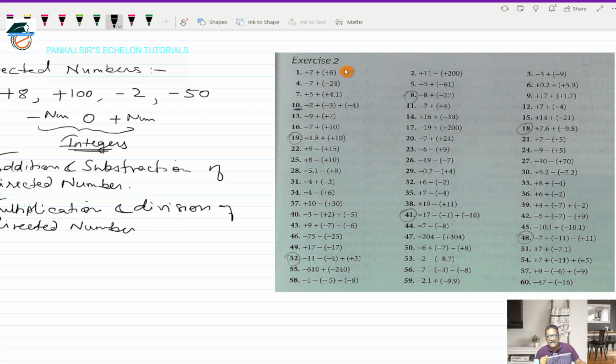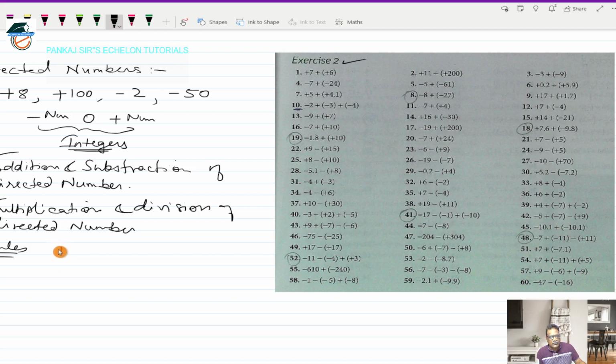This exercise number 2 has 60 sub-questions, 1 to 60, and all these 60 questions are based on addition and subtraction of directed numbers. In all these questions, you just have to remember two things. Number one, you should know the two rules of addition and subtraction. Now what are these two rules?